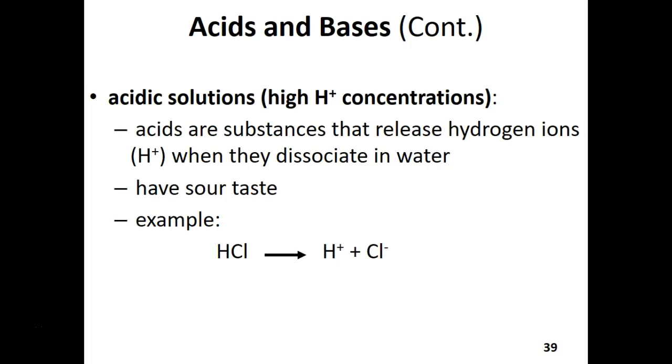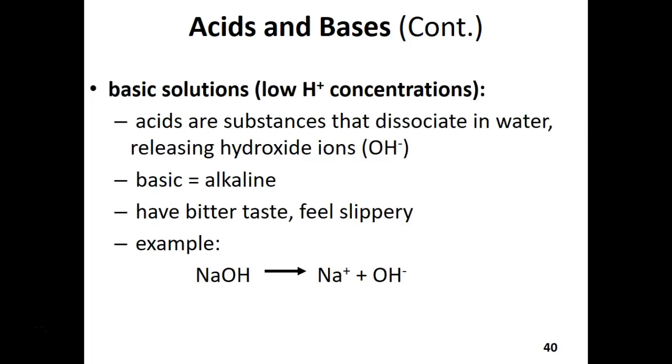So think of citric acid from oranges or from lemons. That's going to be an acidic solution. Another example is gastric juice in your stomach, which is very acidic, and it would have a very sour taste because of the acidity. Hydrochloric acid is what makes gastric juice very acidic, actually.